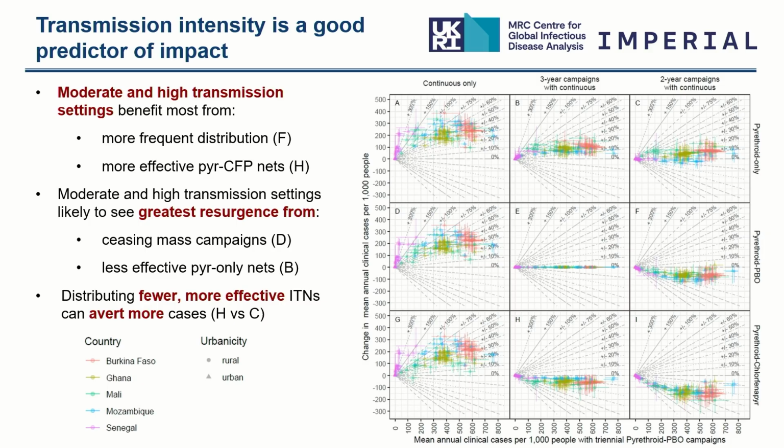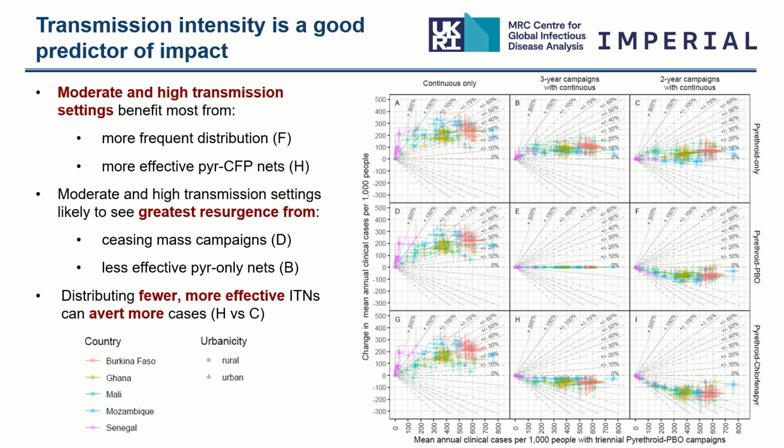So we can see that moderate and high transmission settings are more likely to benefit from increasing the frequency of mass campaigns. It's not a linear relationship. Often we do find that there's a much greater increase in benefit when you go from a lower transmission setting to a moderate one than from a moderate one to a higher one. And we see a very similar relationship again when we're estimating the impact of switching from PBO to chlorphenapyr nets, where we're estimating you would get more impactful outcomes in moderate and high transmission settings.